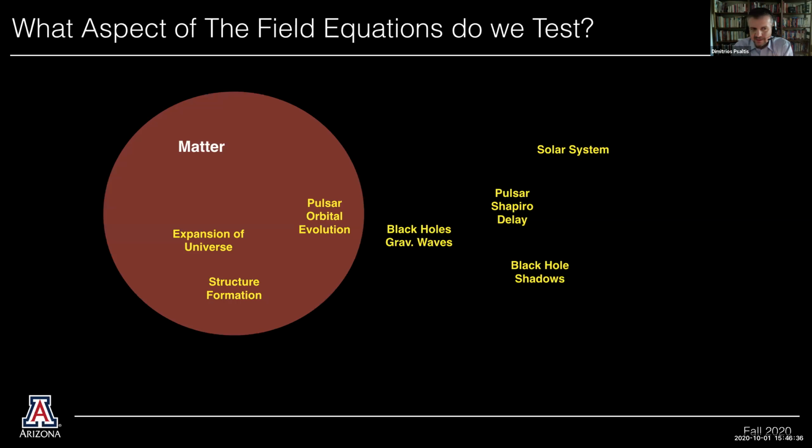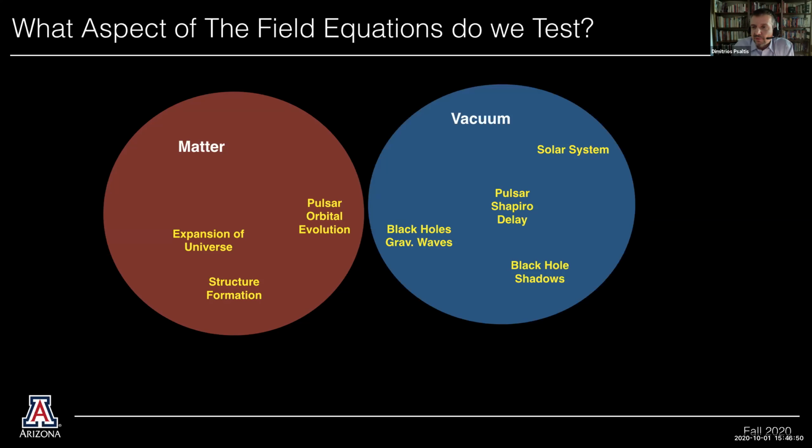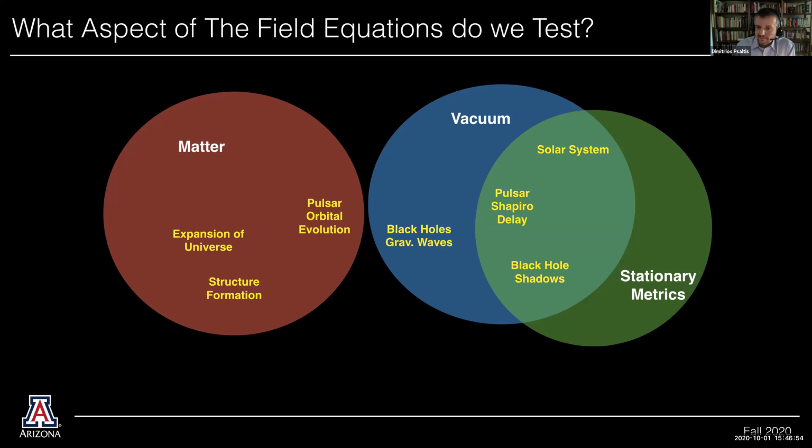Because some of those tests actually test what the gravitational field does in the presence of matter, right? The universe expands, and how it expands, how the metric evolves, depends on the matter content. Others of them don't care about matter, they are pure vacuum experiments. Some of them talk about stationary metrics. What happens in a supermassive black hole, the metric doesn't change. It's like it's the asymptotic solution.